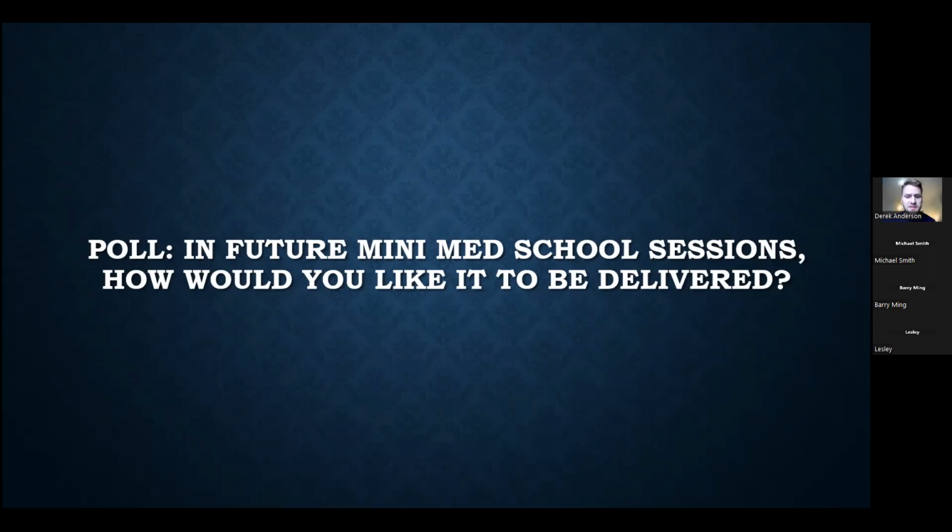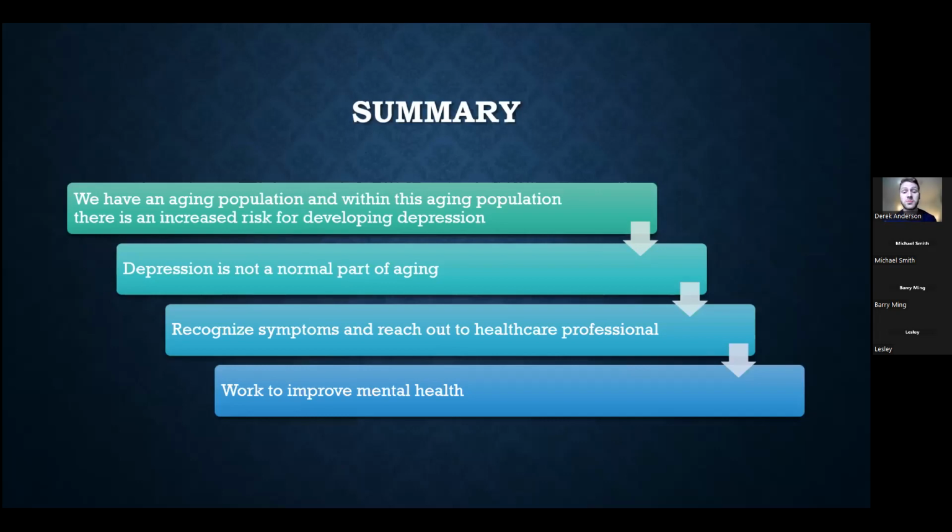So then a final summary slide here, outlining everything that we went over today. We have an aging population, and within this aging population, there is an increased risk for developing depression. Once again, depression is not a normal part of aging. As a result, it is really important that we recognize symptoms and reach out to healthcare professionals if you experience any of the symptoms that we went over here. We also talked a little bit about how a clinic visit might occur in terms of depression diagnosis, and some of the things that you can do yourself, as well as a clinician may do to aid with this.